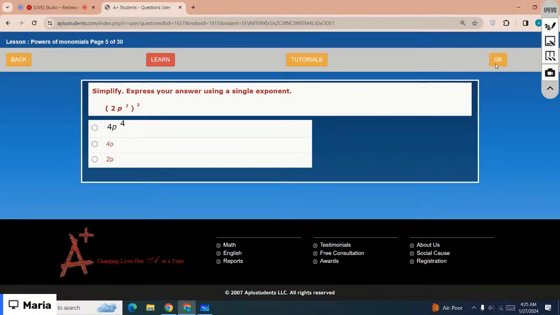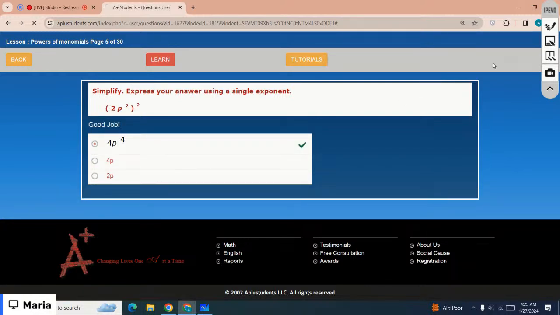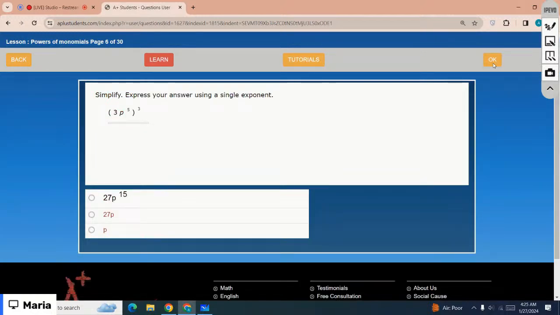That is 4p to the power 4, option number 1 is the correct option, right? The next one is simplify (3p^5) whole exponent 3, which is the correct option. Yes, that is 27p^15. Okay, you can complete the lesson by yourself later today.